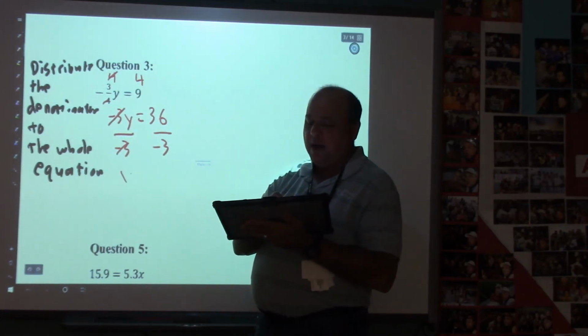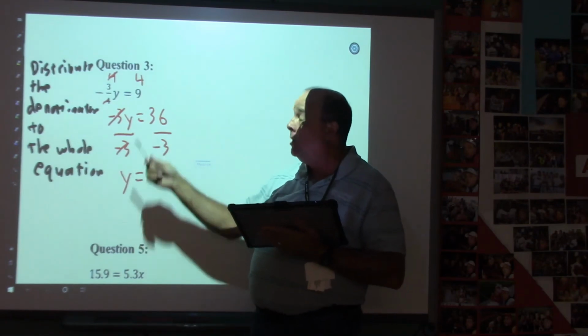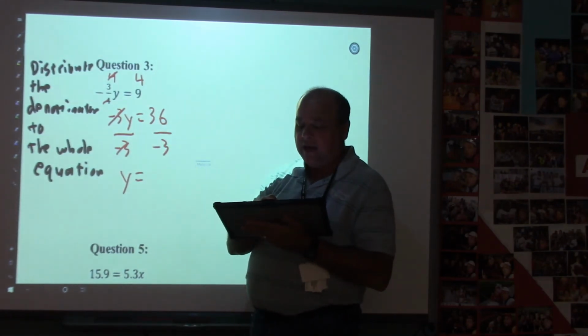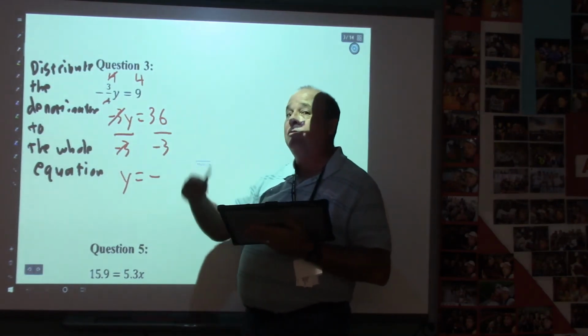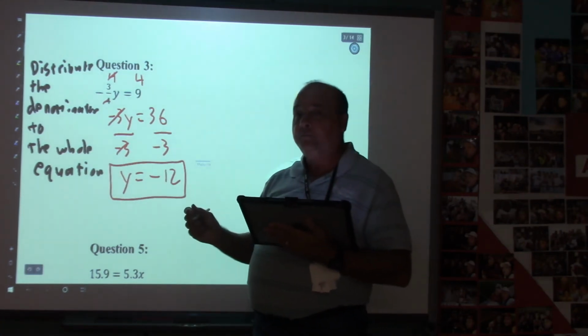And I'm going to get y equals a positive divided by a negative, 6th grade integer. Positive divided by a negative is a negative. And what's 36 divided by 3? It's right, it is 12. So the answer is negative 12.